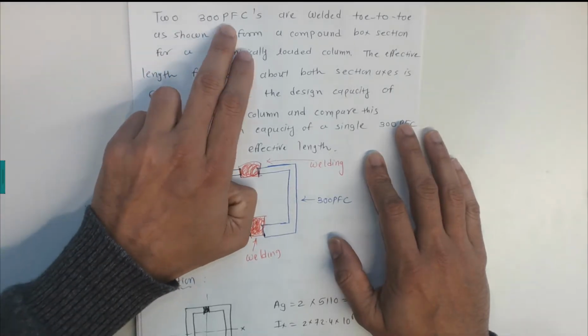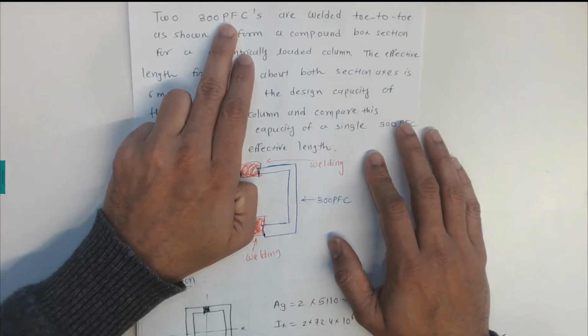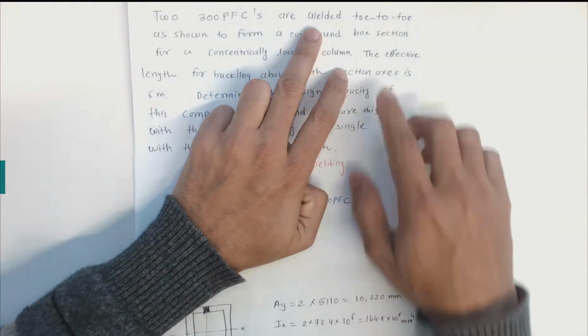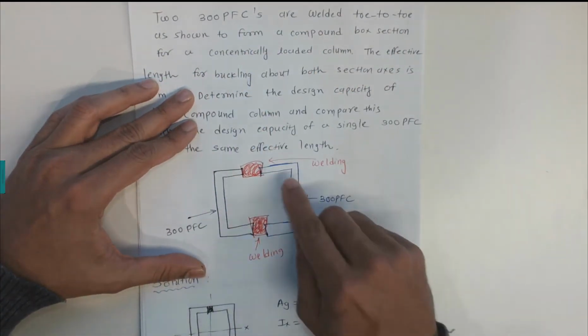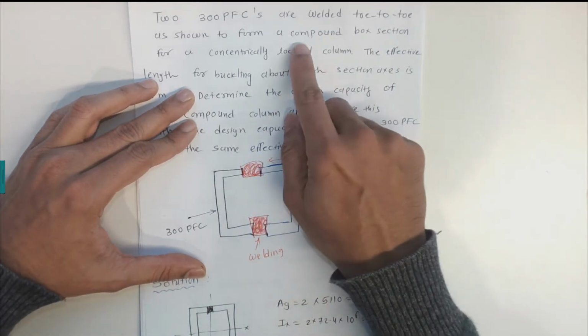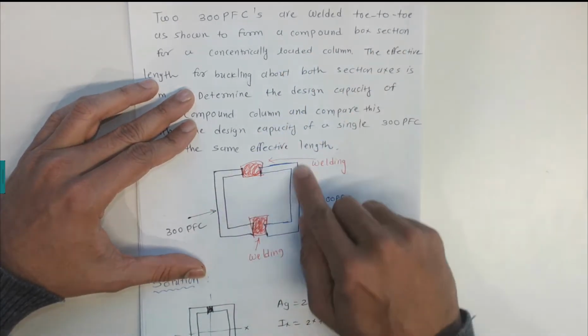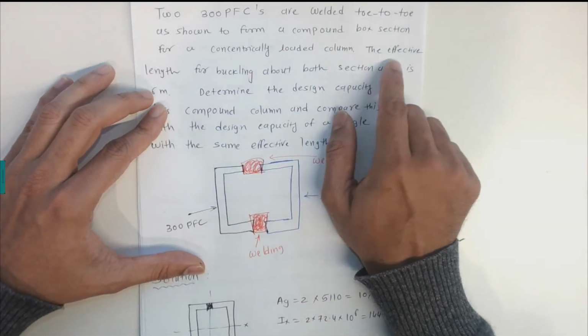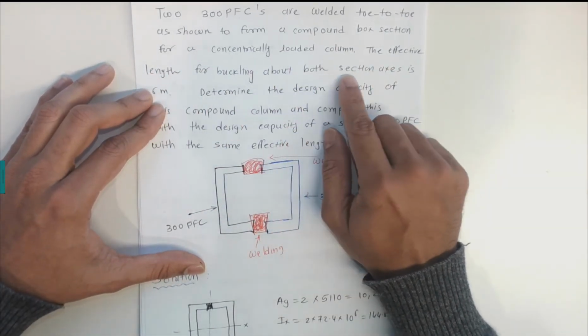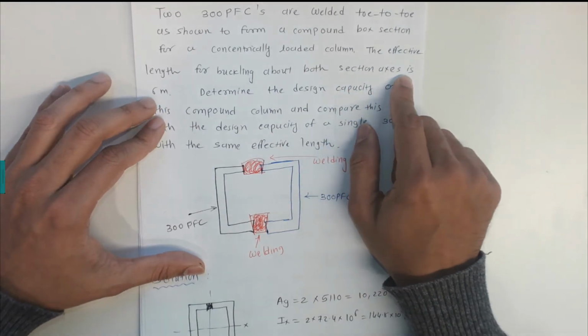300 PFC, parallel flange channels, are welded toe to toe as shown to form a compound box section. So there is one channel and a second channel, and they are welded to form a compound box section, square, for a concentrically loaded column. The effective length of buckling about both section axes is 6 meters.